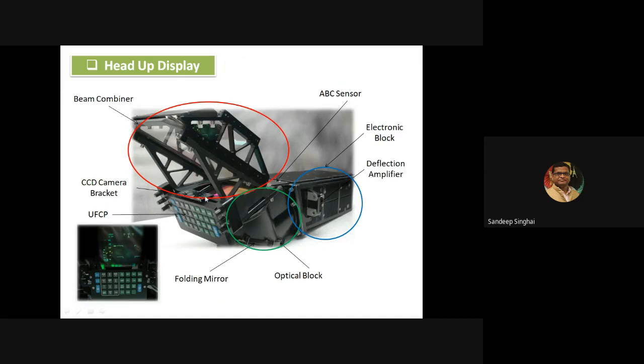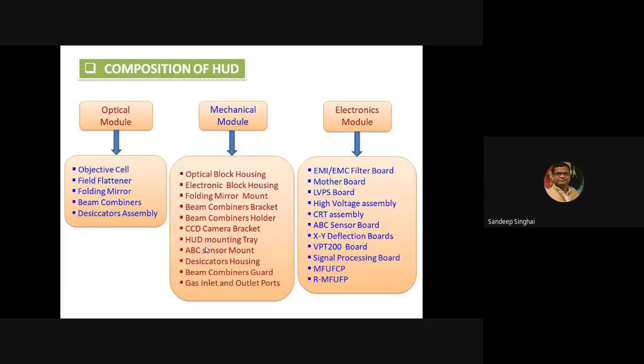And then there is a CCD camera bracket which basically captures whatever is being seen by the pilot. Then you have a control panel, with the help of which a lot of functions of the aircraft can be controlled by the pilot. As I told you, these are the three modules: optical module, mechanical module, and electronics module.